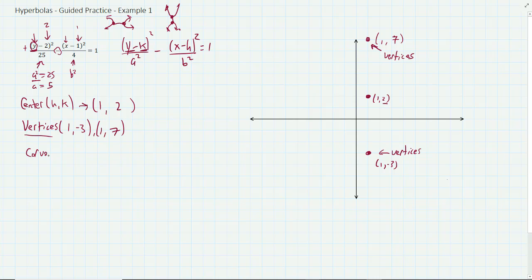Now the covertices. This is described by b squared, which in this case is 4, so b is equal to 2. That means since this b squared is underneath x, we're going to go left and right by 2 here. So we're going to go to the left by 2 from the center and to the right by 2 from the center. So these are called covertices right here. Covertices. And this particular coordinate, we're going to go 2 to the left from 1, so it's going to be negative 1, 2. And this other coordinate here, which is also a covertex, is going to be 1 plus 2, which is 3 comma 2. So that's what I have here. So these are my covertices. You have to find that as well.